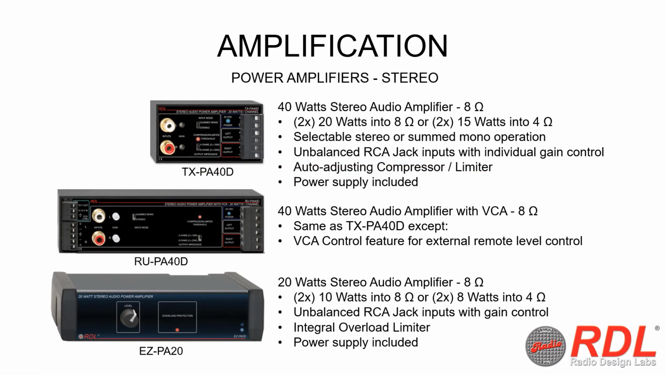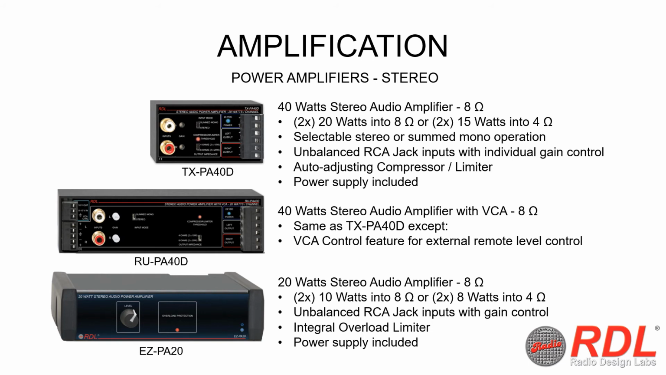Here are some stereo power amplifiers. The TXPA40D is a 40 watt stereo audio amplifier that provides 2 × 20 watts into 8 ohms or 2 × 15 watts into 4 ohms. It has selectable stereo or sum mono operation. It supports unbalanced inputs on RCA jacks with individual gain control. It has our auto-adjusting compressor limiter, and the power supply is included.